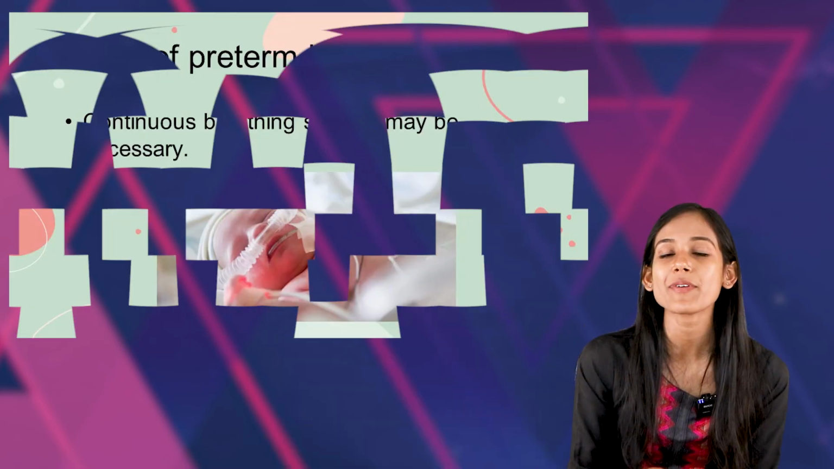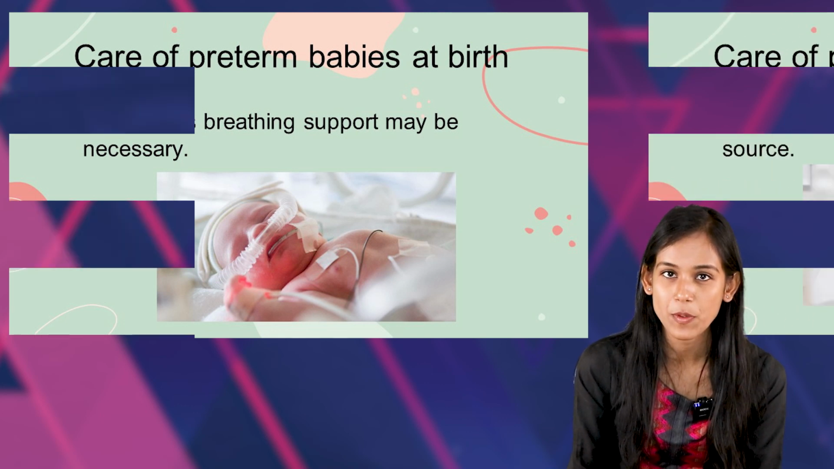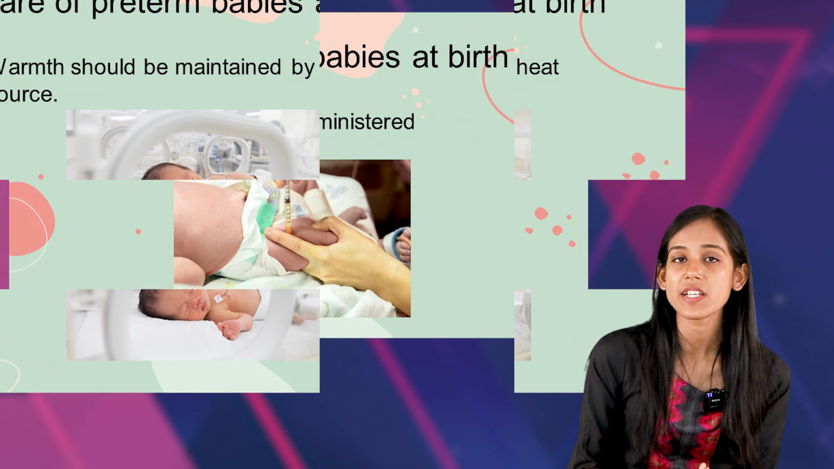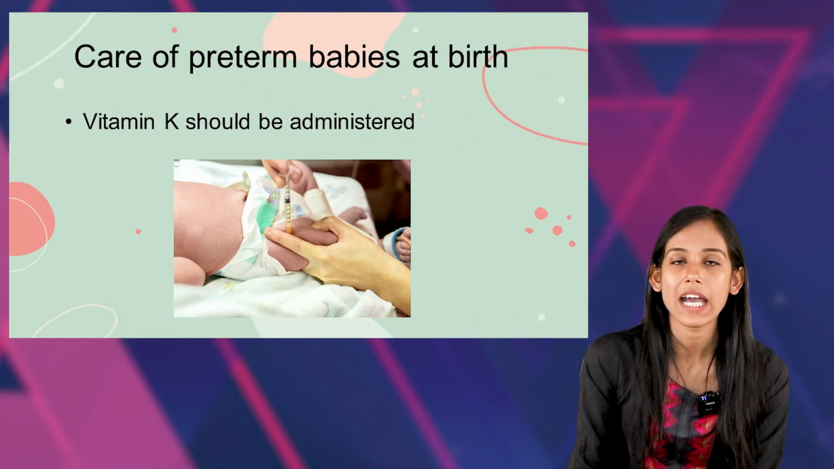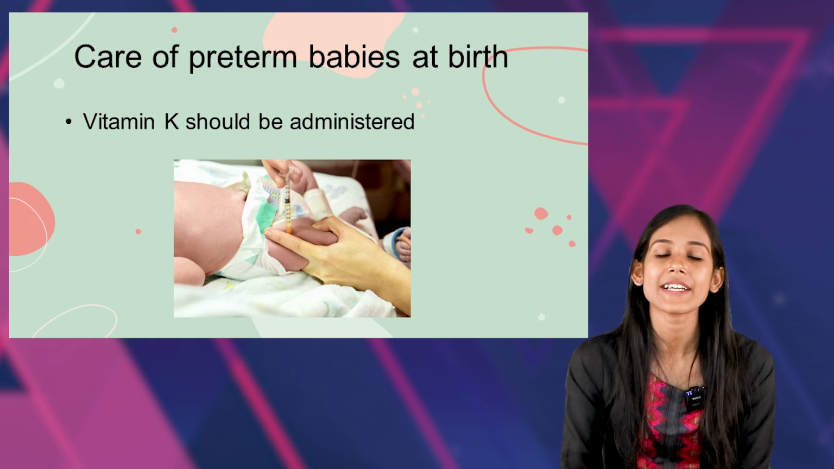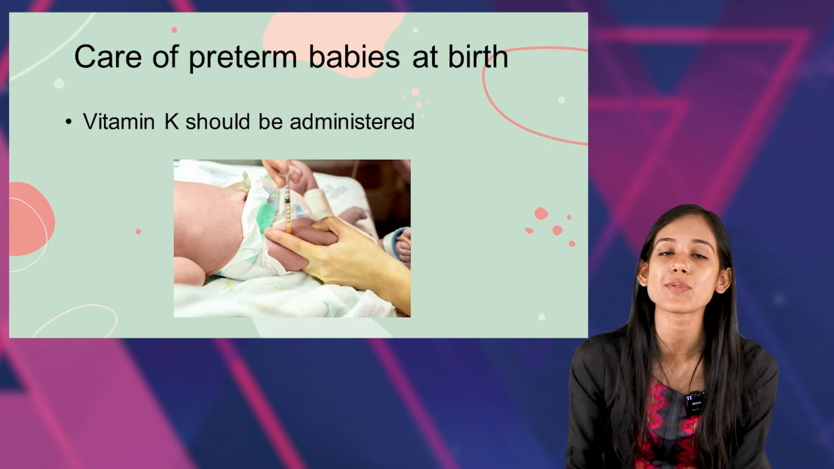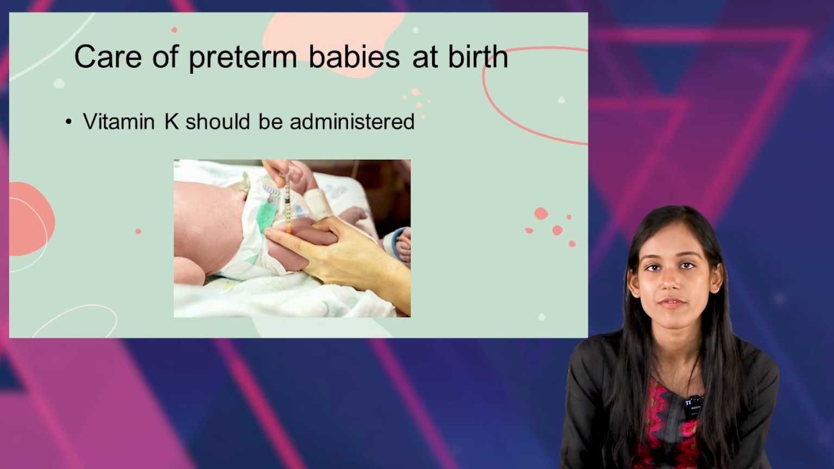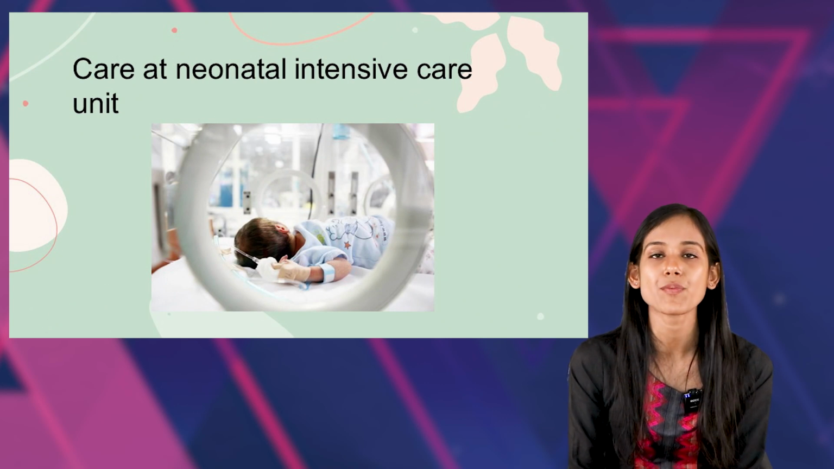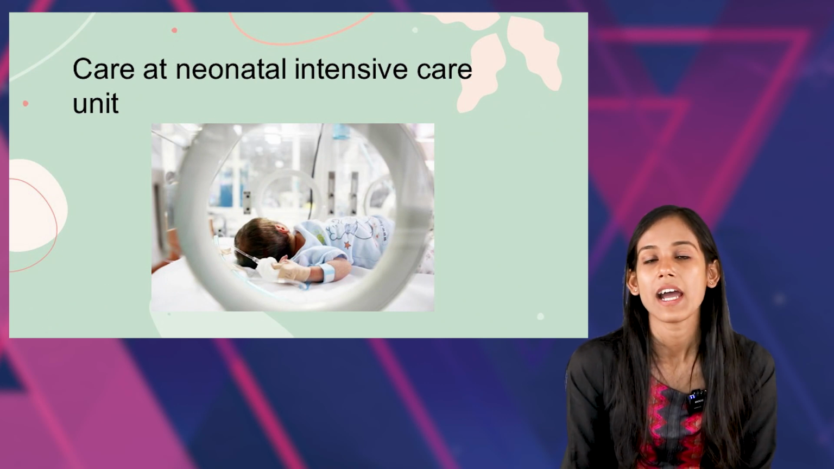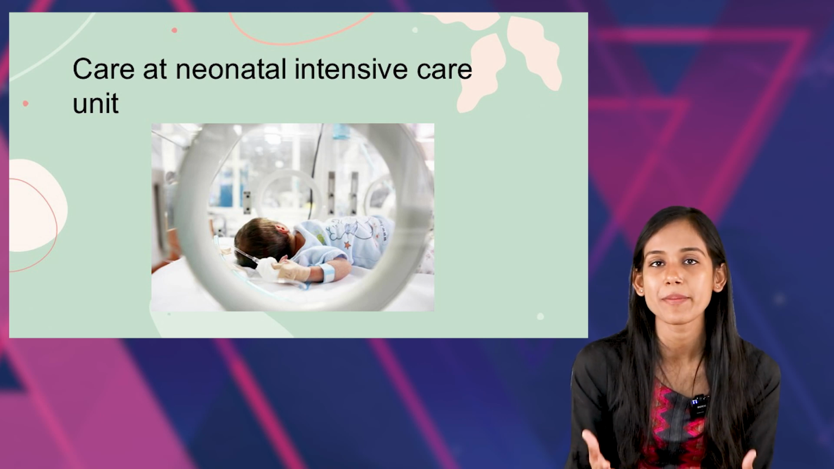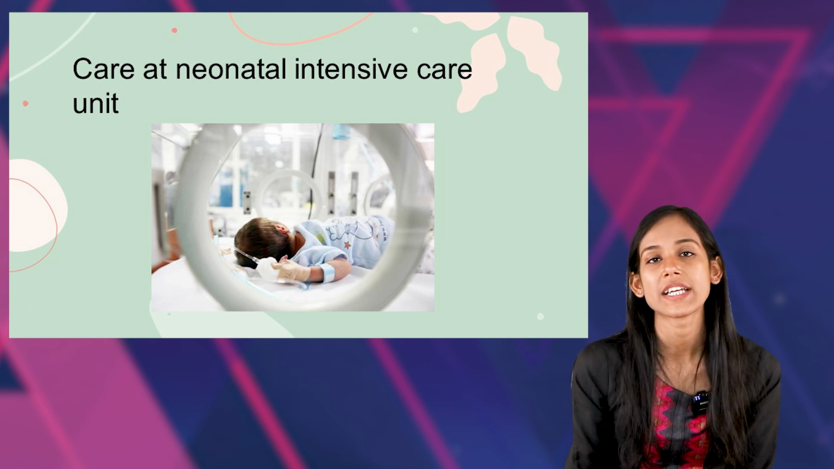There is also one more thing: in these babies sometimes there would be delayed cord clamping, because that would help with iron storage. But again, you have to do it according to the baby's condition. Basically, we have to focus on providing continuous breathing support, and warmth should be maintained. If the baby is less than 1000 gram, we are going to administer 0.5 mg of vitamin K. And if the baby is more than 1000 gram, we are going to administer 1 mg of vitamin K. Once we stabilize the neonate with the temperature and the breathing, and we provide vitamin K, once the baby is stable, we have to transfer the baby to the neonatal intensive care unit.